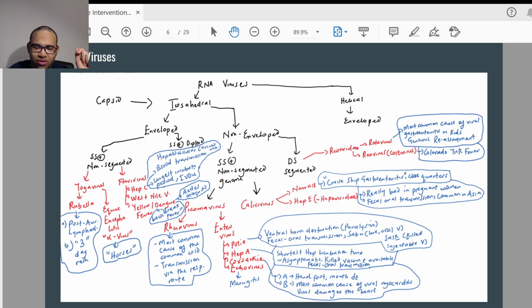And then with the togaviruses, we also have the equine encephalitis viruses. Those are the alphaviruses, if you may. Those are usually transmitted through horses. That's probably the biggest thing you want to know on exams.